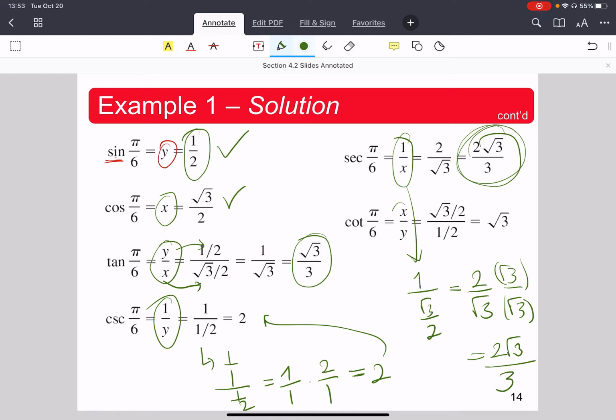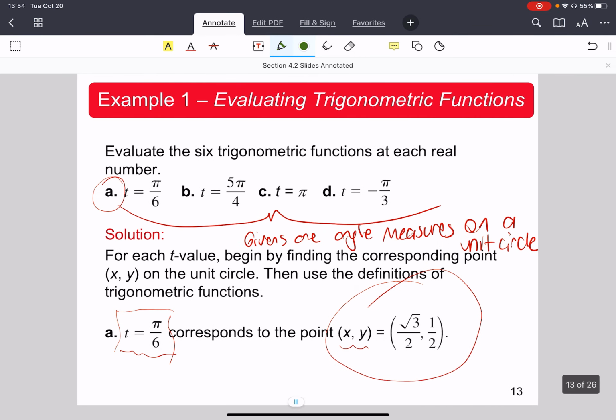Lastly, cotangent is always x over y. So do the same thing. Replace x by square root of 3 over 2. Replace y by 1 over 2. And then you get square root of 3 as an answer. So this is one part of the example that I did using pi over 6.